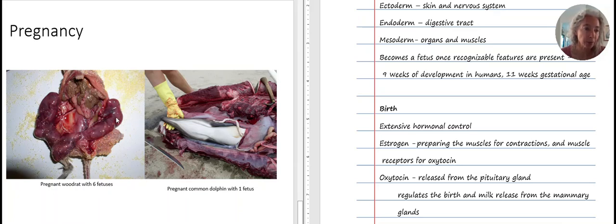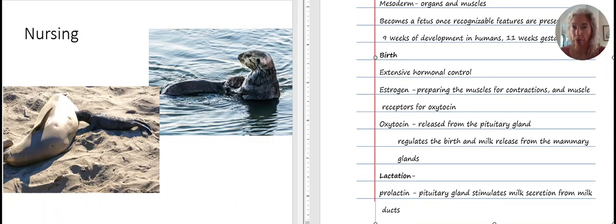This is a pregnant wood rat, and you can see there are 6 fetuses in her uterine horns here. And then here is a pregnant common dolphin with just 1 fetus, but you can see that umbilicus coming out of the fetus there. Only mammals will nurse their young, hence the name mammals, which refers to the mammaries.